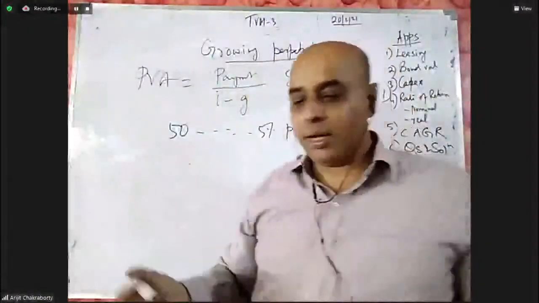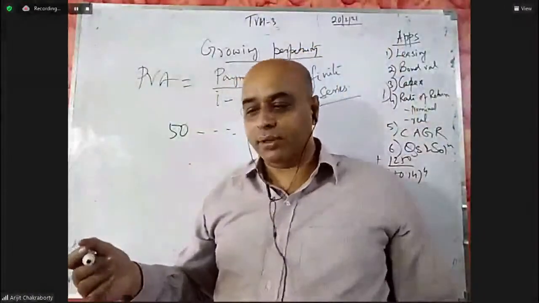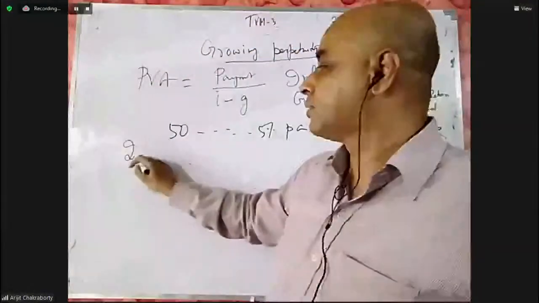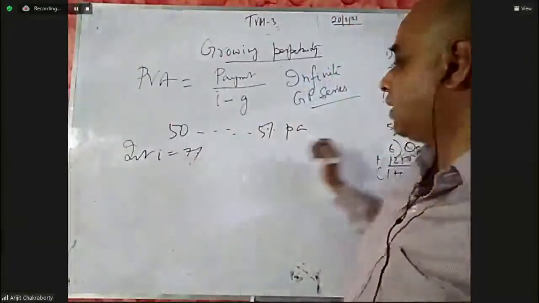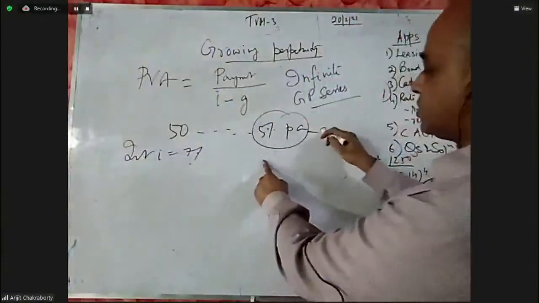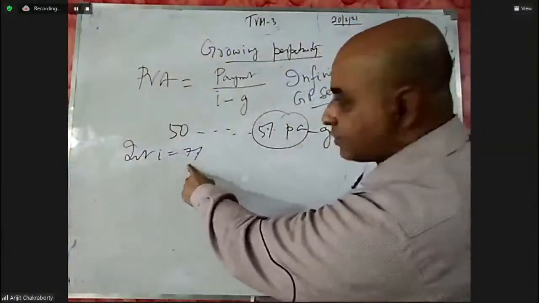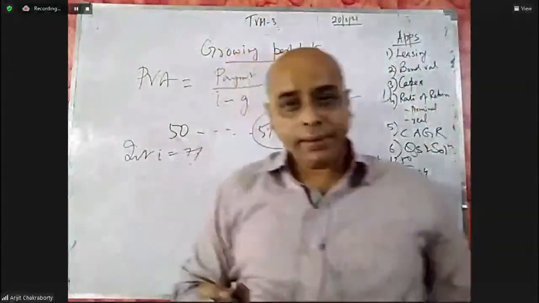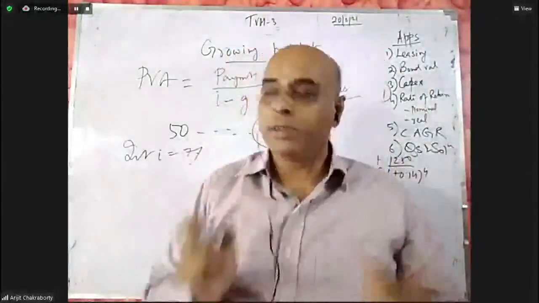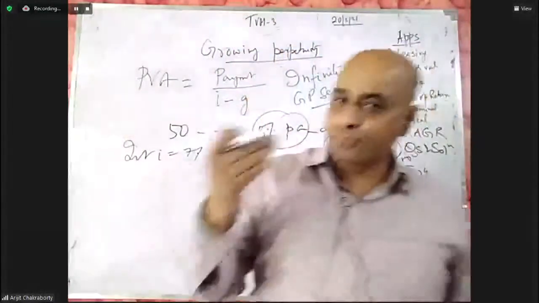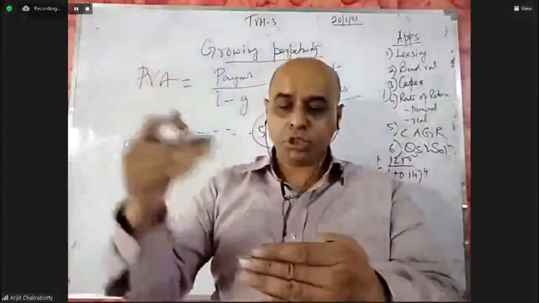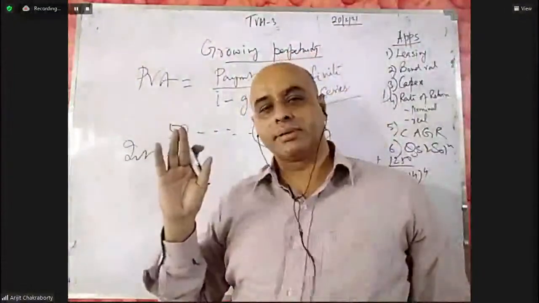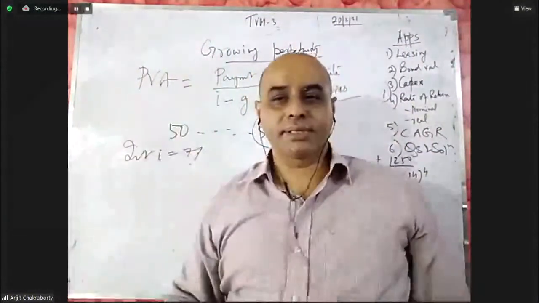and assuming that the interest rate is 7%, right? So interest rate I equal to 7%, and the growth rate is 5%. So this is G, and interest I is 7%. What will be the amount which you must keep aside? So that means what should be your investment amount, so that you earn 50 rupees in every period, which grows at the rate of 5% per annum, forever? Right? Infinite GP series.